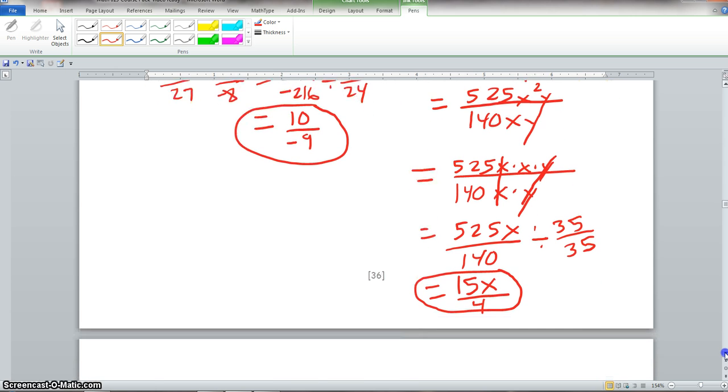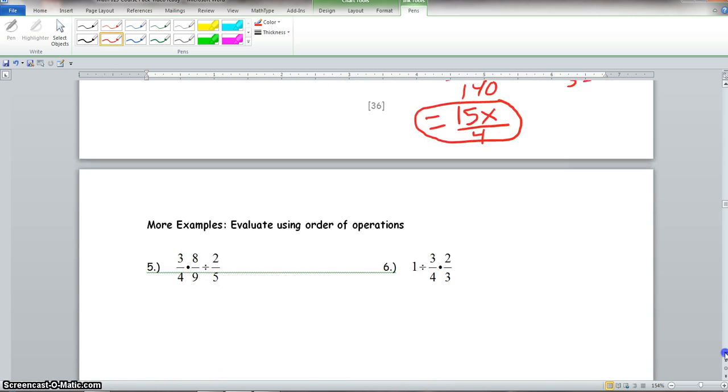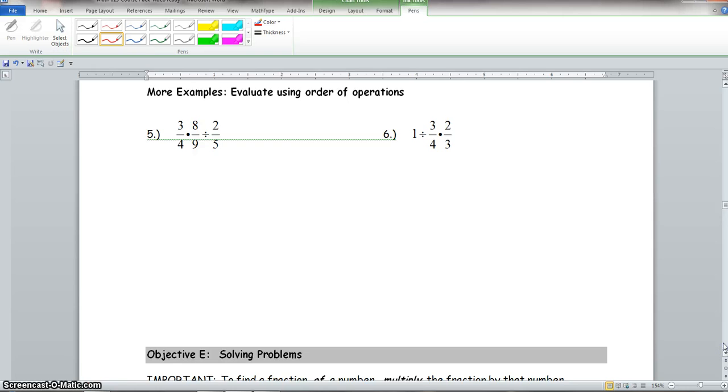Now, we scroll here to our next page. It says evaluate using the order of operations. Now, we know in the order of operations, when we have multiplication and division, we do whichever one comes first from left to right. So we have multiplication, so we would do that first. 3 times 8 is 24, and 4 times 9 is 36, and that's divided by 2/5.